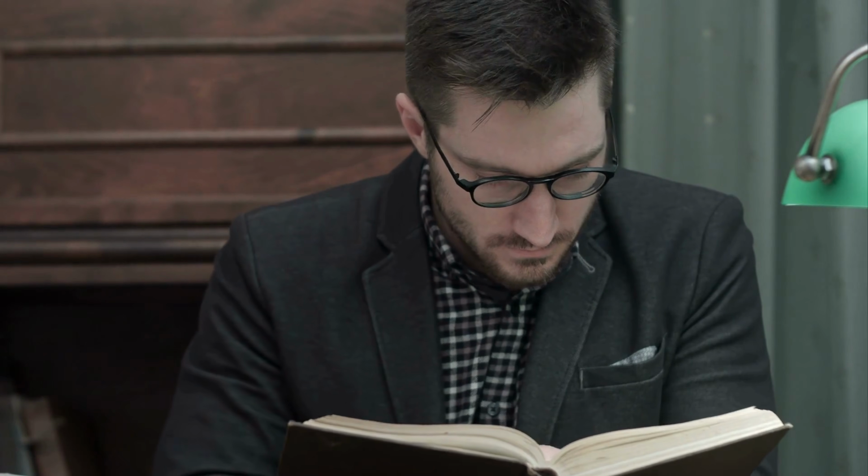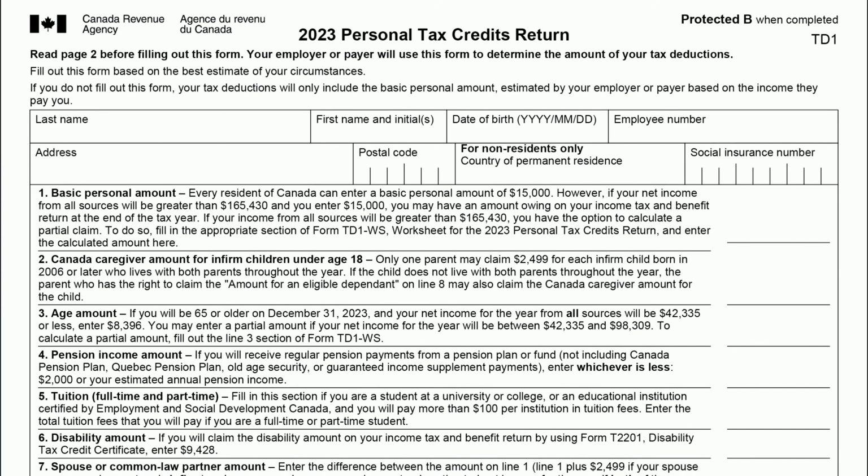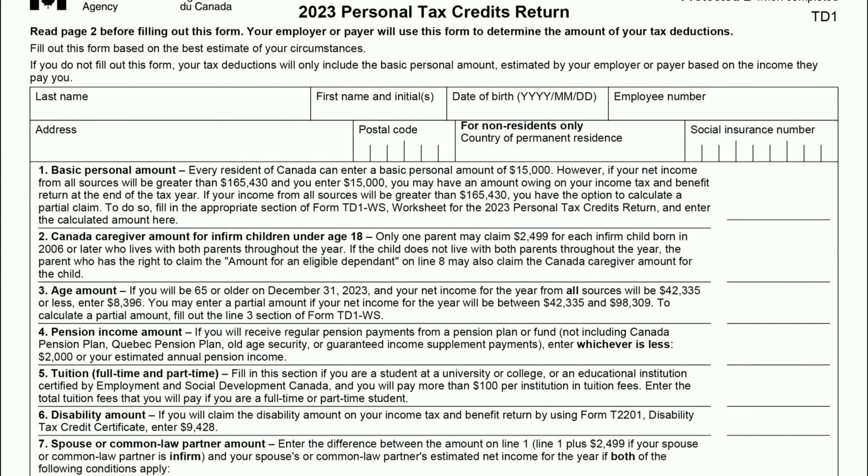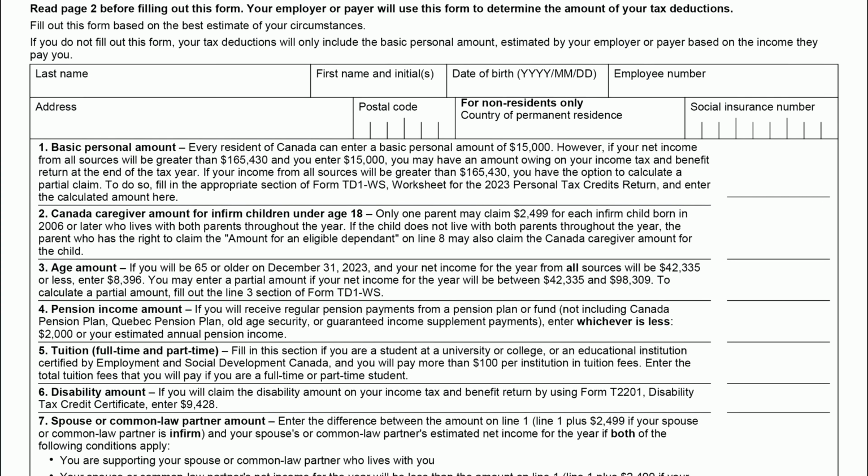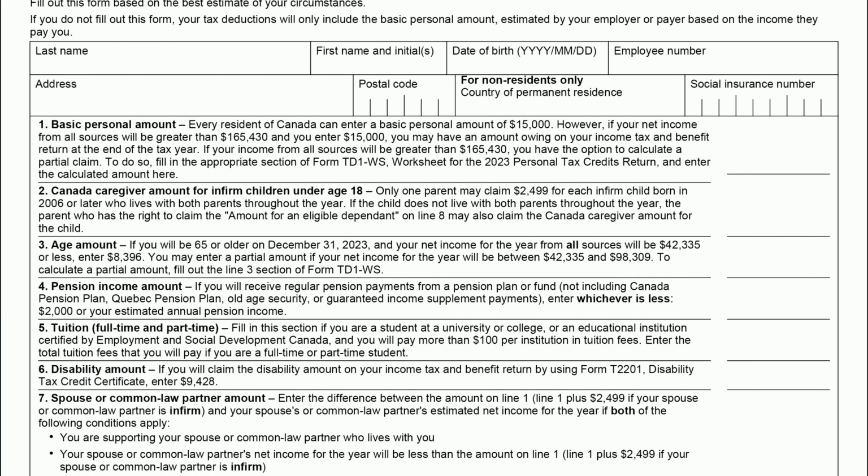The TD1 form is personalized to you. It considers factors like having children or being a student affecting how much tax that you pay. It helps you avoid tax surprises. By accurately filling it out, you ensure that the right amount of tax is taken so you don't owe a lot or get a huge refund at tax time.